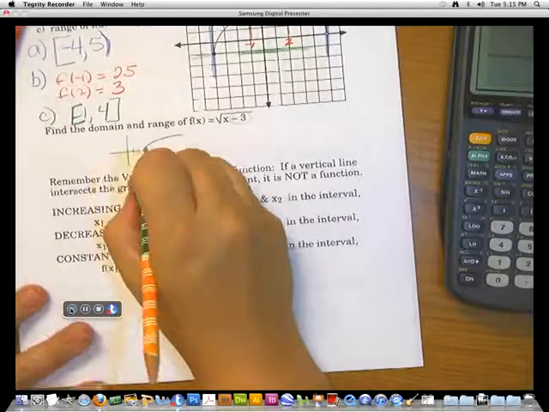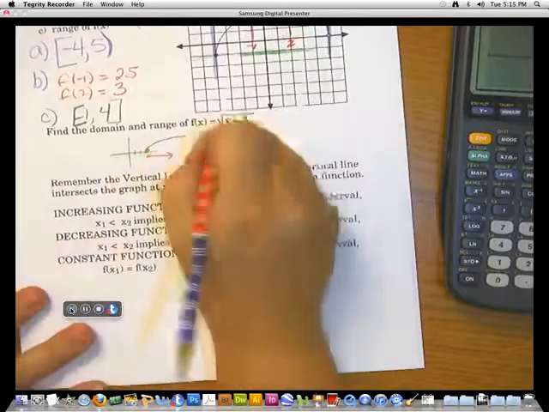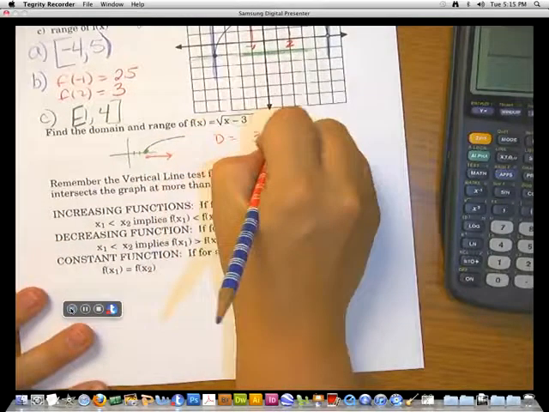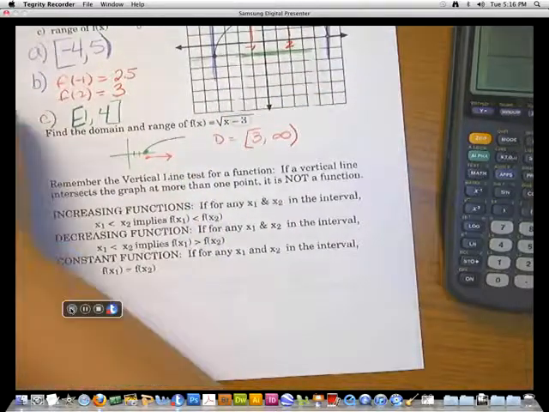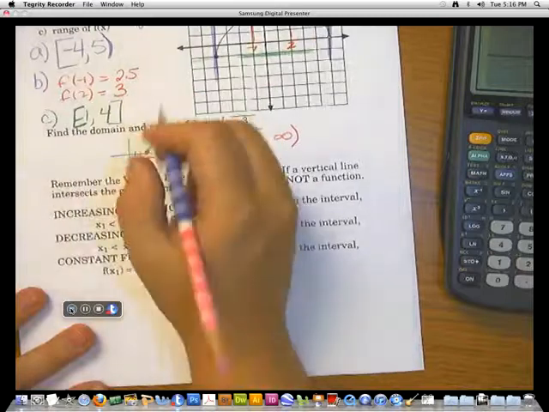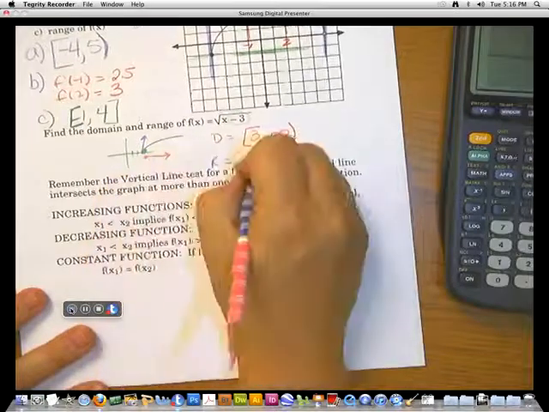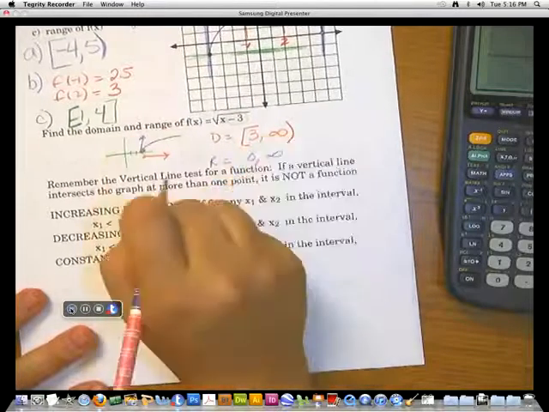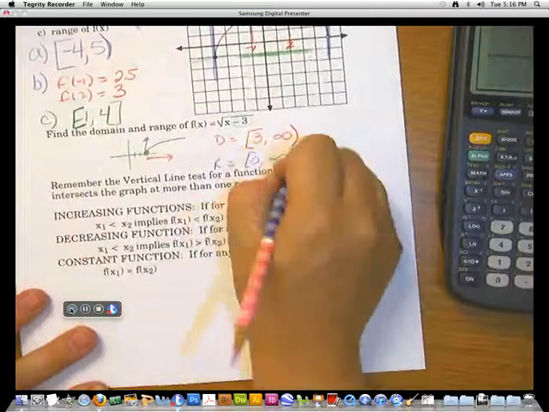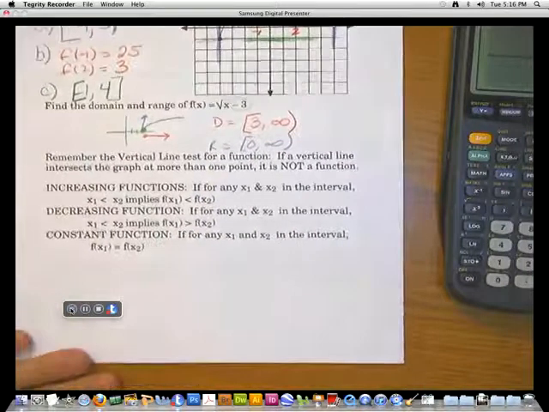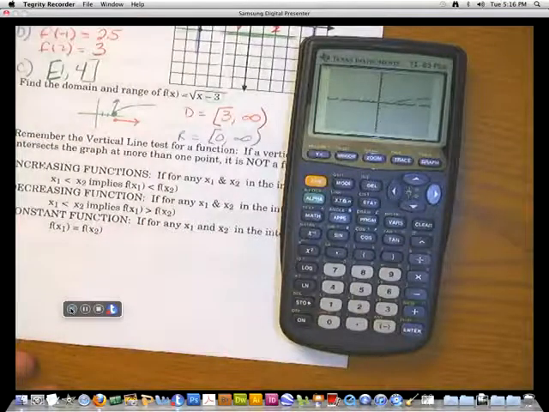So what is the domain? What are the x values? Where does it start and how far left and right does it go? Well, the domain is from 3 to infinity. I get to touch 3 and not infinity. And then the range is how high and low the picture goes. Well, it starts at 0 and it goes to infinity because that picture is going to keep going, keep increasing. I get to touch 0 and I never get to touch infinity. So that's how we find the domain and range of a picture. We can use our calculator to help us out with that.